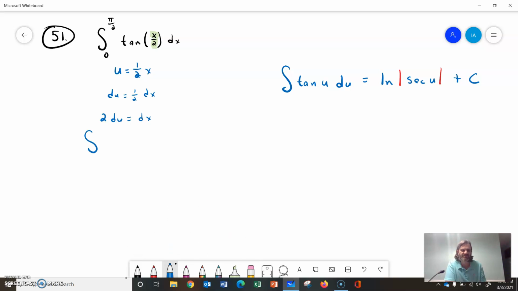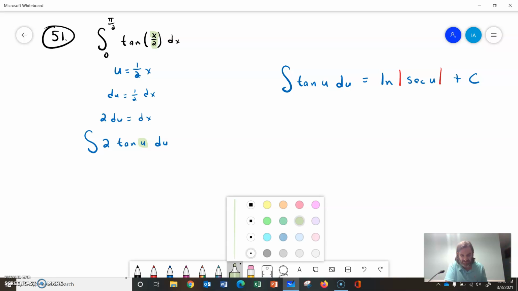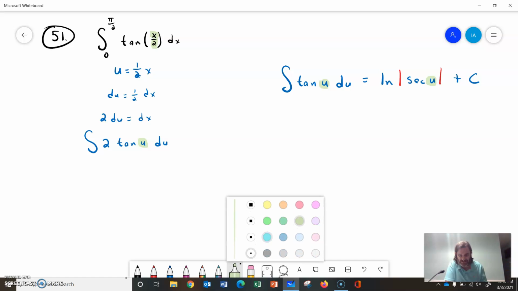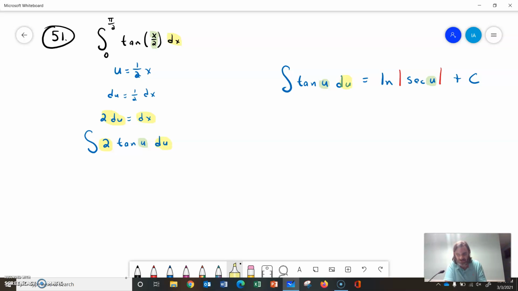So that'll give us the integral. We'll still have bounds, but we'll rewrite them since they're in terms of u, of 2 tangent of u du. So I was able to replace x over 2 with u, and I'm going to replace the dx with 2 du.